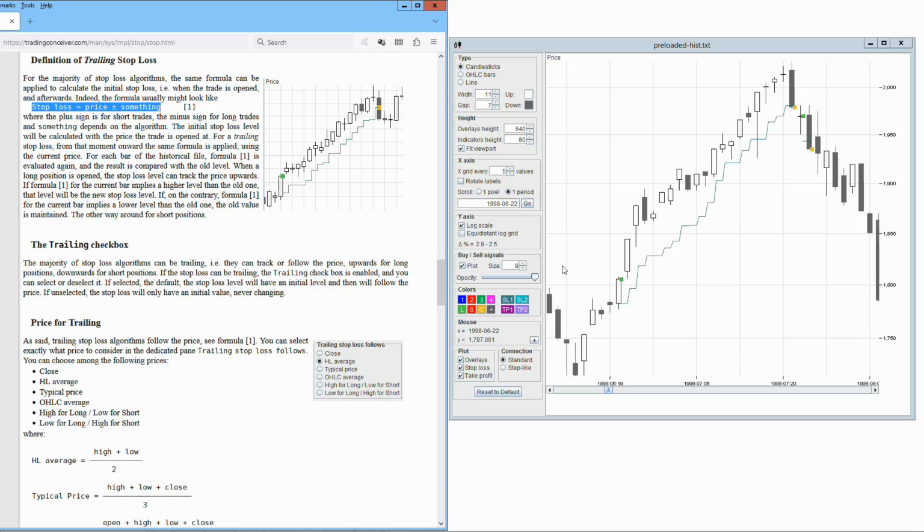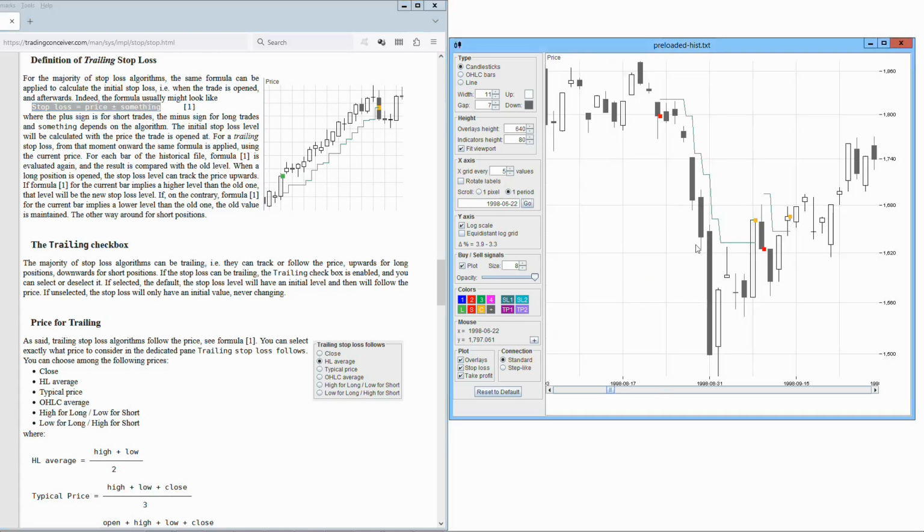For a trailing stop-loss, from a moment onward the same formula is applied using the current price. For each bar of the historical file, the same formula is evaluated again and the result is compared with the old level. When a long position is opened, the stop-loss level can track the price upwards. If the same formula for the current bar implies a higher level than the old one, that level will be the new stop-loss level. If on the contrary, the same formula for the current bar implies a lower level than the old one, the old value is maintained. The other way around for short positions.